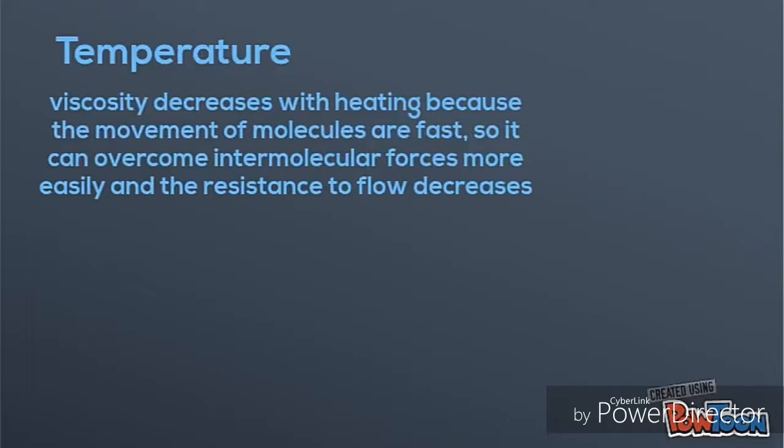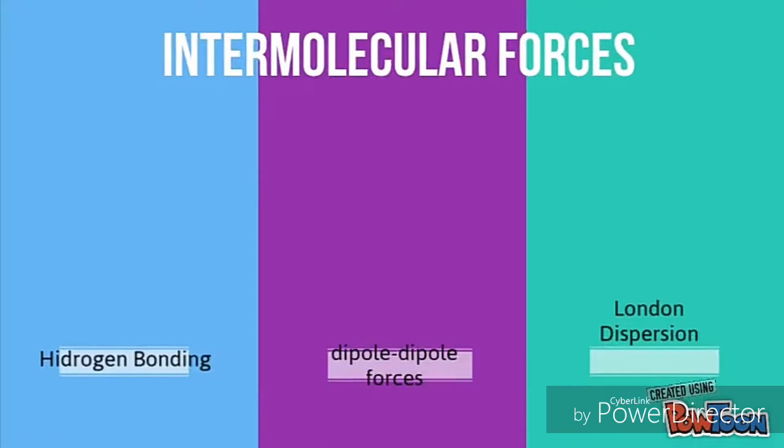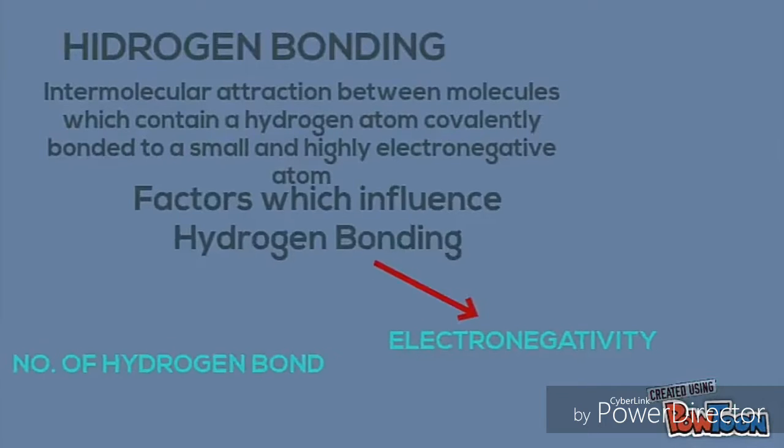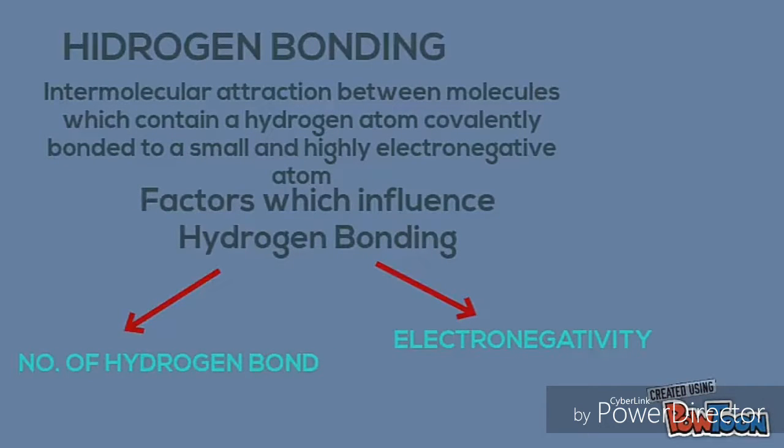First, temperature. Viscosity decreases with heating because the molecules move faster, so they can overcome intermolecular forces more easily and the resistance to flow decreases. Second, there are three types of intermolecular forces. Hydrogen bonding is the intermolecular attraction between molecules which contain a hydrogen atom covalently bonded to a small and highly electronegative atom.